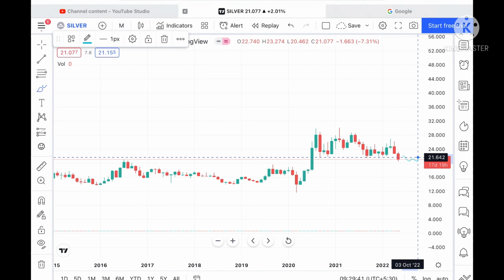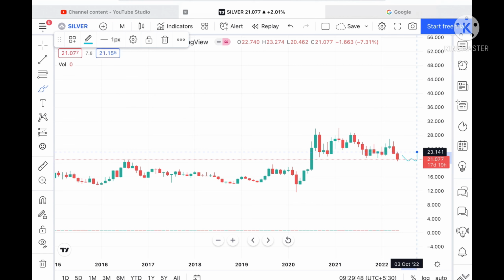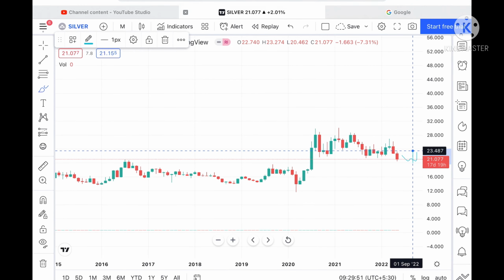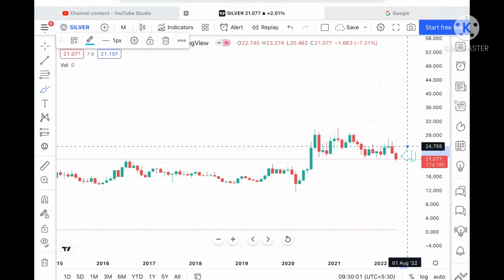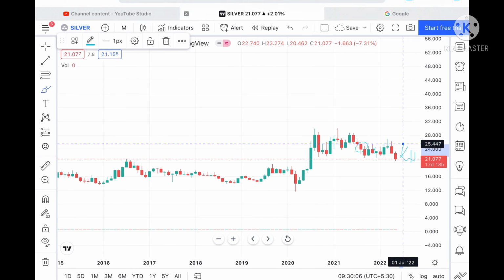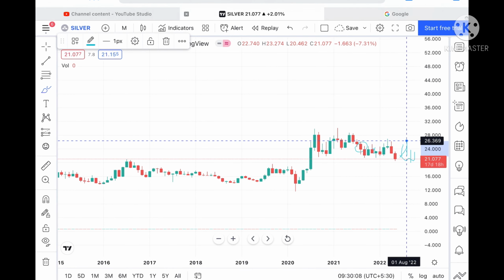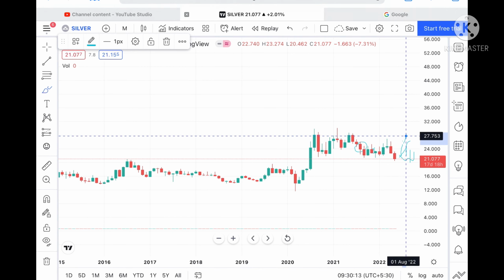Now suppose the price doesn't sustain this level. Looking at the chart, if it goes off this level, then we can see a level of 21.527 and from there a level of 23.141. If this level sustains, then we can see a level of 23.487, and once the price goes upside, it can go further towards a level of 24.755. This level is already being tested, so the probability will be high. Then we can see a level of 25.447. Suppose the price sustains this level, then it can touch a level of 26.485, and if the price goes above this level, it can go further upside.